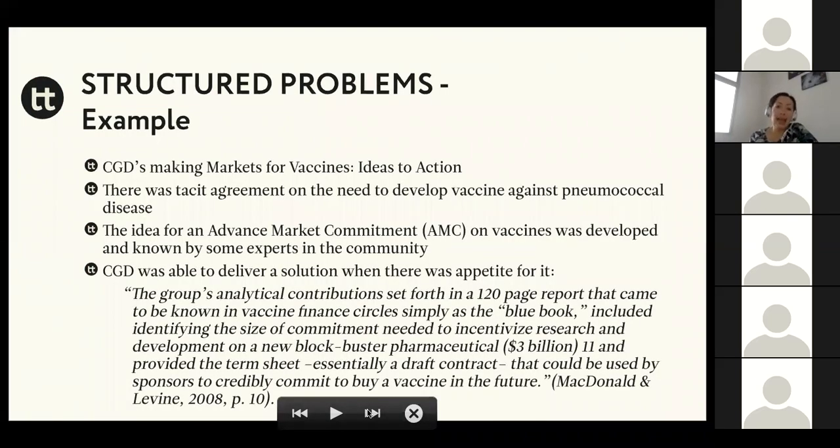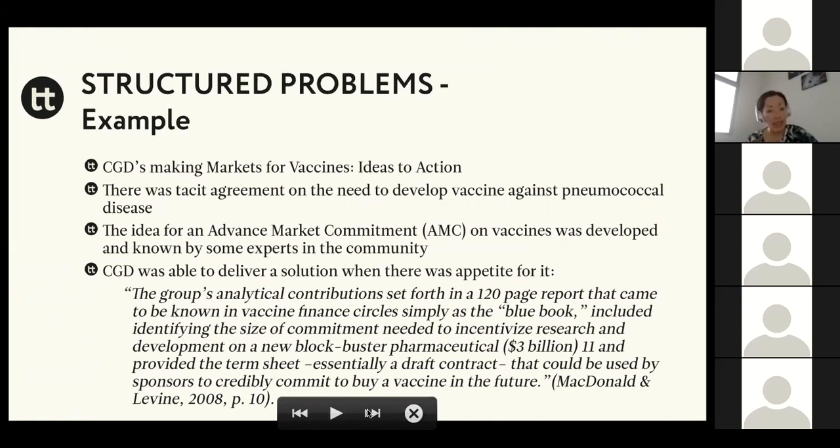So let's see an example of a structured problem. One is the Center for Global Development initiative of making a market for vaccines. They wanted to work on making sure that the private sector would have an interest in developing vaccines that were not commercially that interesting. So that was the thinking behind their initiative.